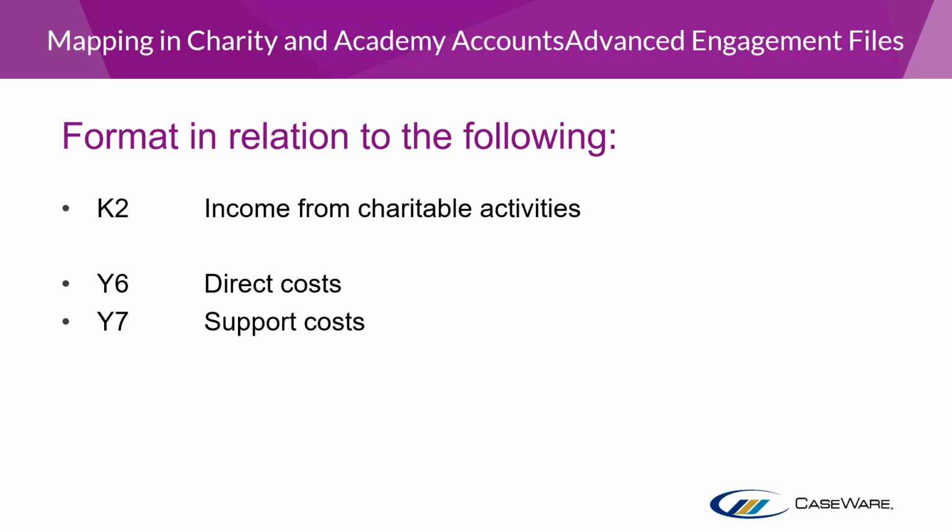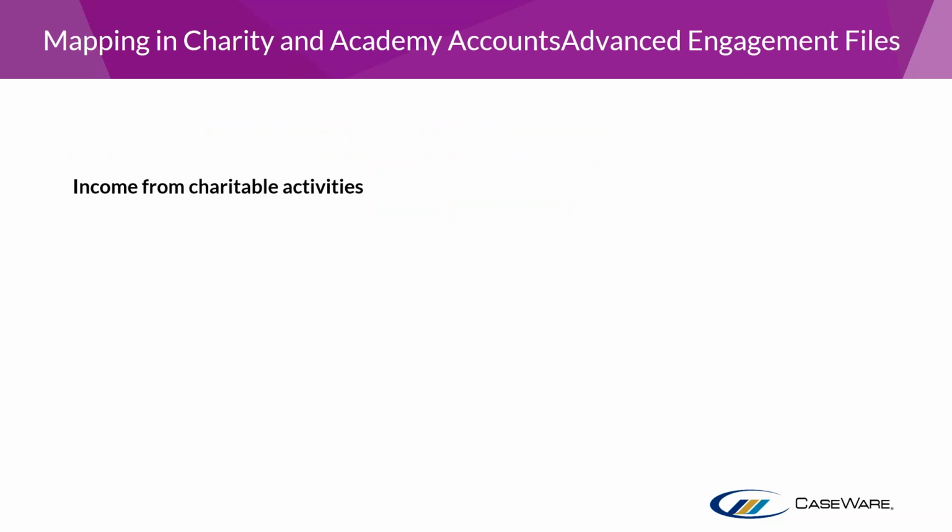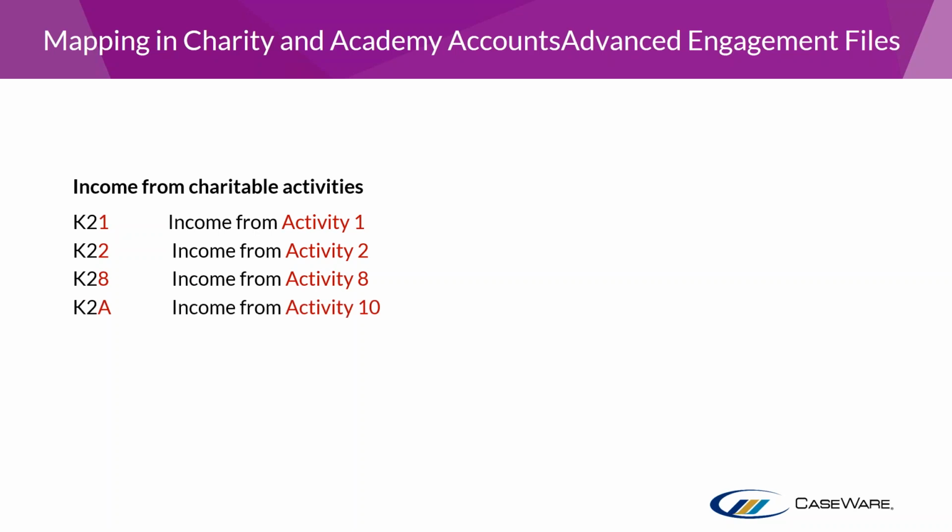If we look at those mapping numbers, I'm just going to use income from charitable activities as an example. I've mentioned that income from charitable activities would be K2 map numbers. If we look at the next element, that 3rd digit in the mapping hierarchy, which is the digit shown in red, you can see that it identifies different types of activities. So we have the option to record up to 12 different types of activities.